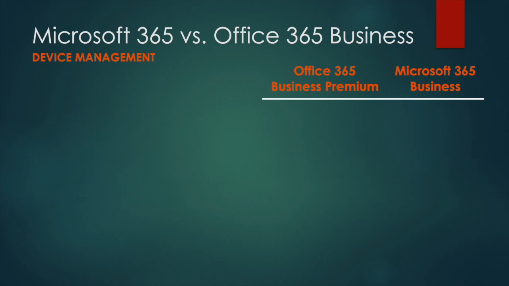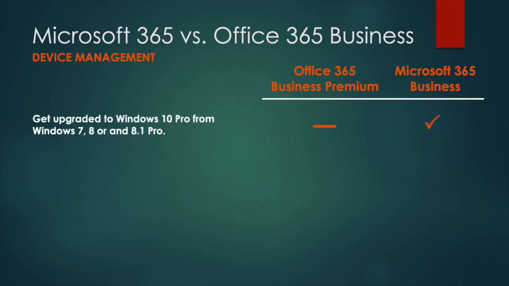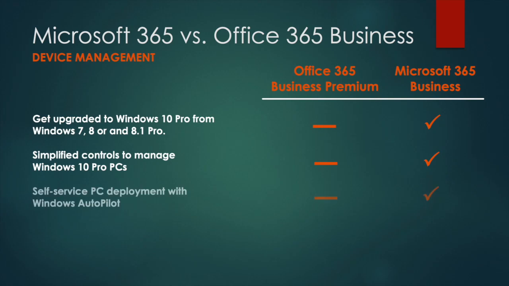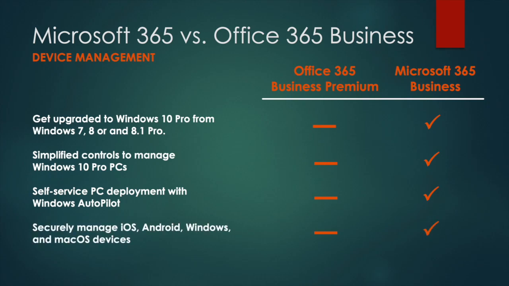First, Microsoft 365 Business helps you get upgraded to Windows 10 Pro from Windows 7, 8, or 8.1 Pro. Second, you get simplified controls to manage Windows 10 Pro PCs. Next, there is a self-service PC deployment with Windows Autopilot. And finally, you can securely manage iOS, Android, Windows, and Mac OS devices.